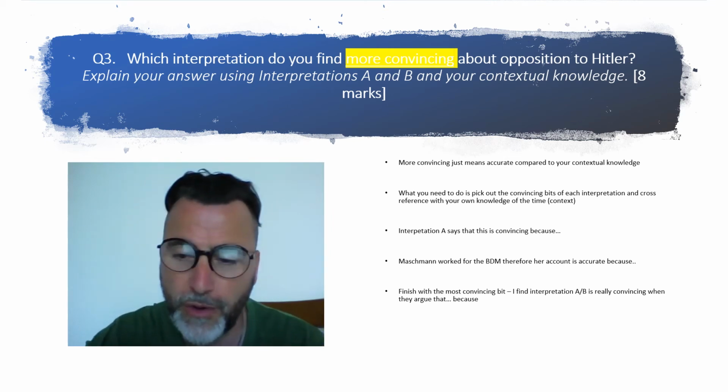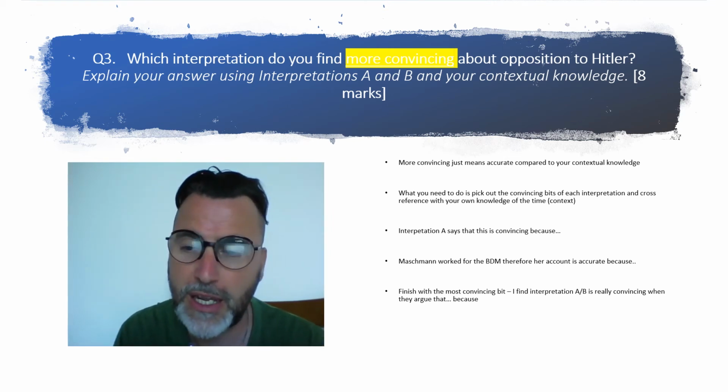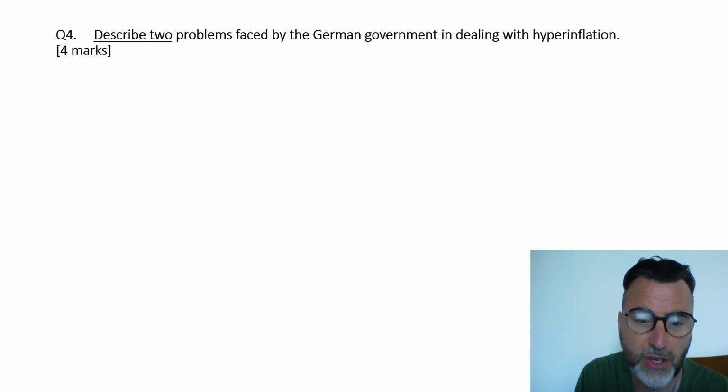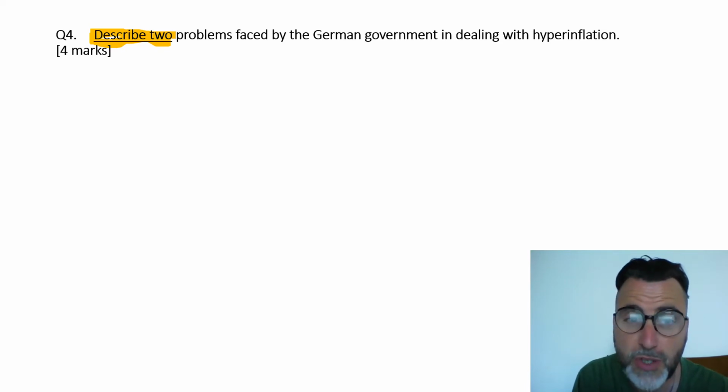Back it up with your own knowledge, have your own knowledge in there to explain why. Okay, question 4. Describe 2 problems. Now, again, this is a do-what-it-says-on-the-tin question. It asks you to describe 2 problems. You don't need 5 problems, you don't need 6 problems, you need 2 problems. That's it. That's all you're going to use.